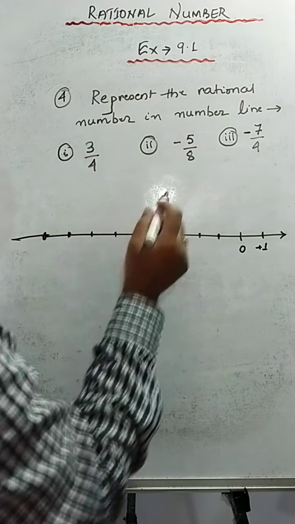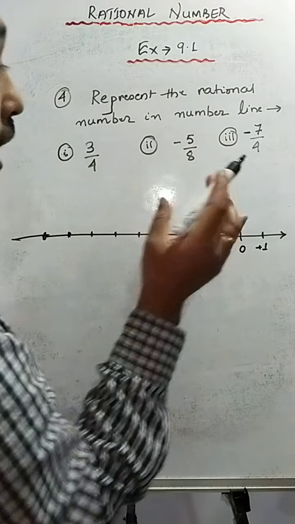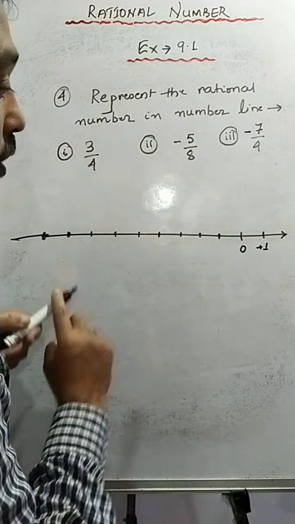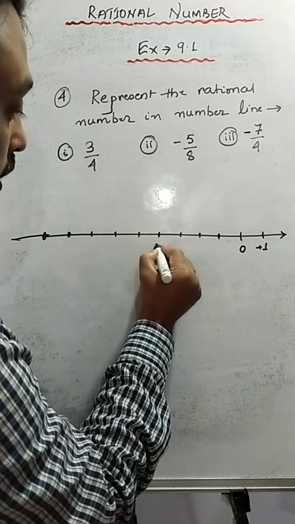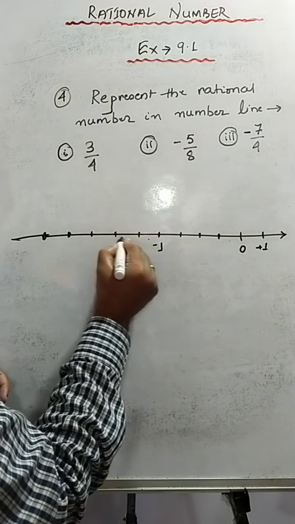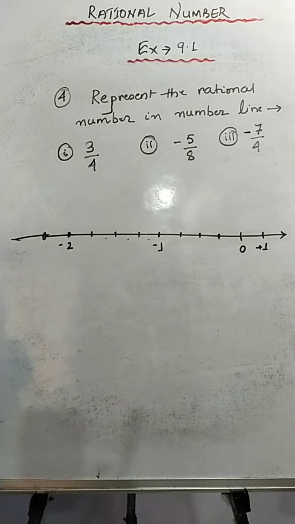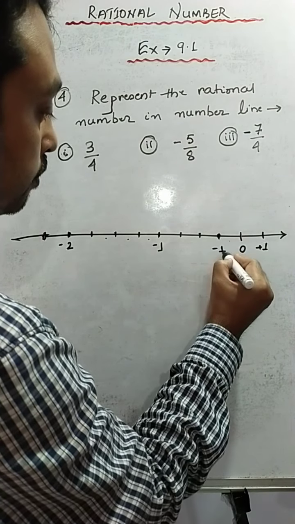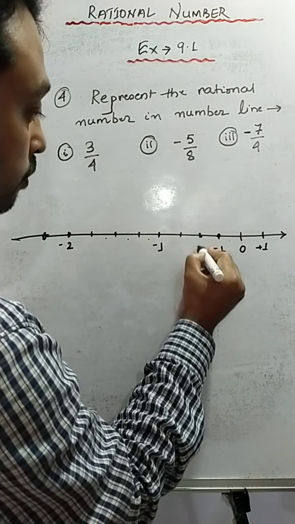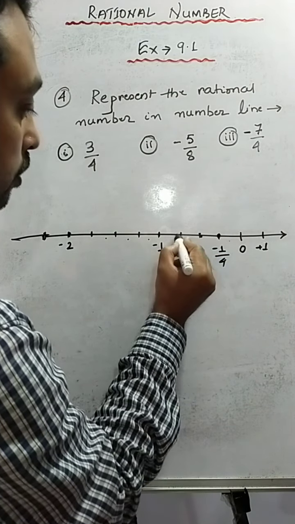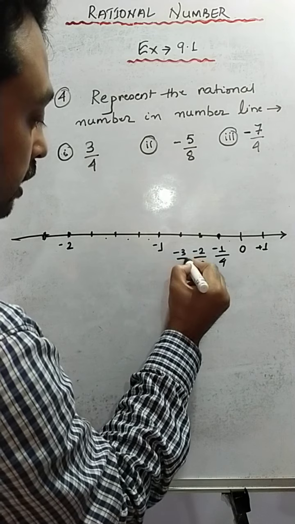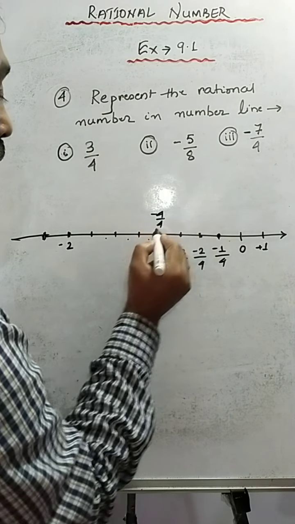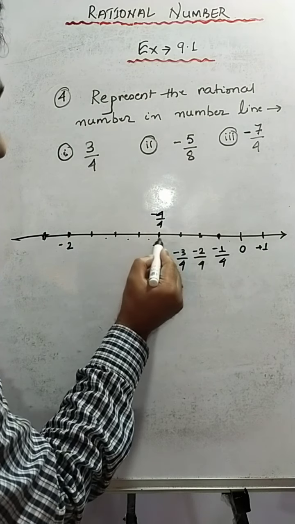Okay. So now this time, what is the denominator? That means 4. That means how many divisions would be there between two consecutive numbers? That is 4 divisions. 1, 2, 3, 4. Now here we'll write minus 1. 1, 2, 3, 4. Here we'll write minus 2. So now this point will be considered as minus 1 by 4, this point minus 2 by 4, this point minus 3 upon 4, and this point minus 4 upon 4. So if you reduce this, we'll get minus 1.